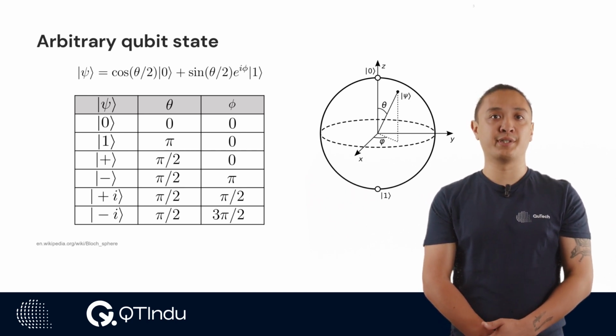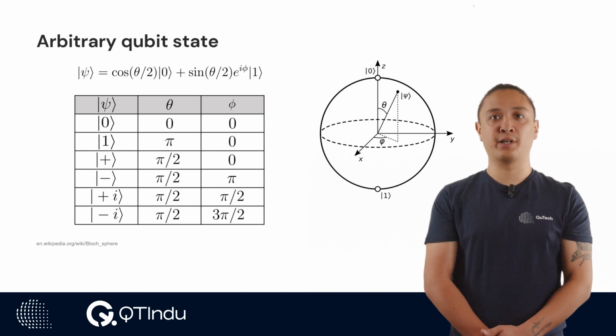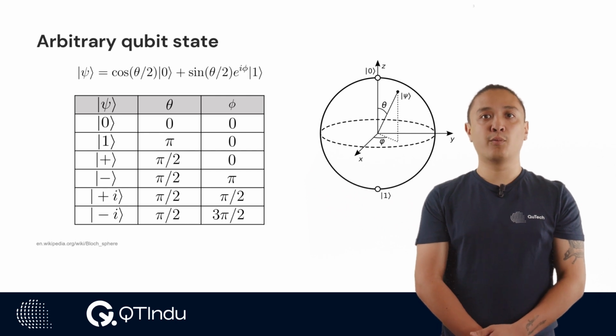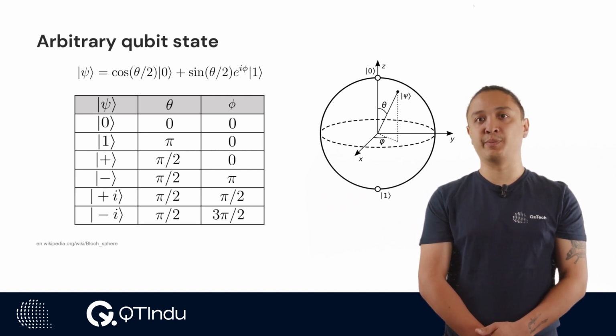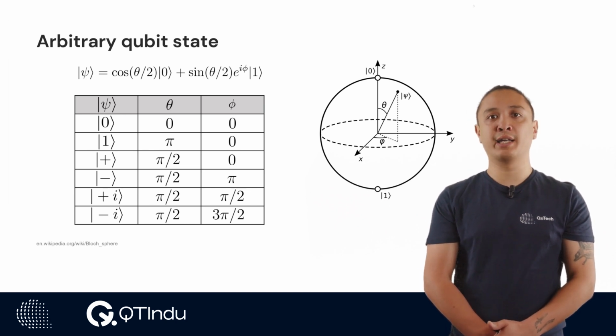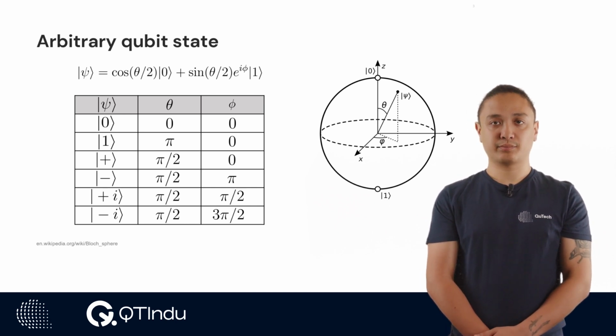Essentially, when starting from the 0 state at the north of the Bloch sphere, all we need to do is to perform at most 2 rotations to obtain any arbitrary state. One is a rotation of an angle theta, which we define by convention to be about the y-axis, and the other is a rotation of an angle phi about the z-axis.